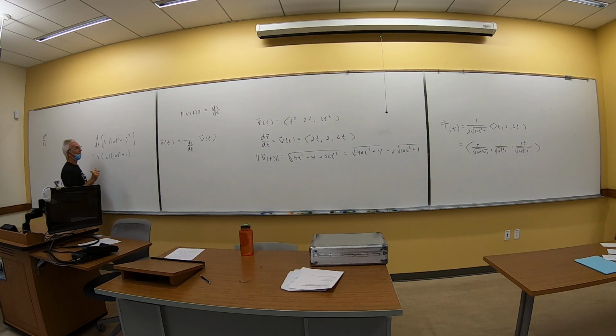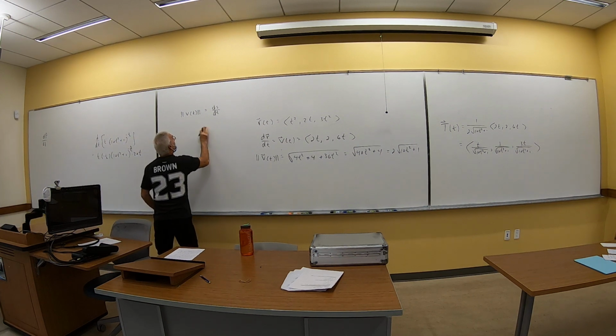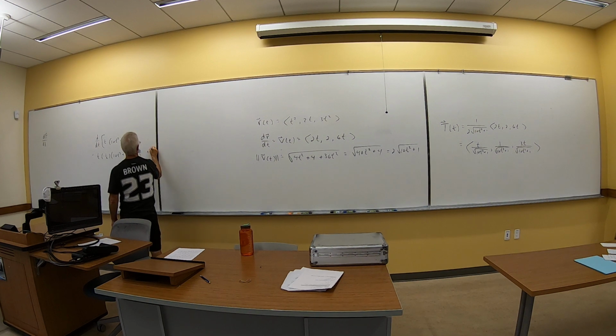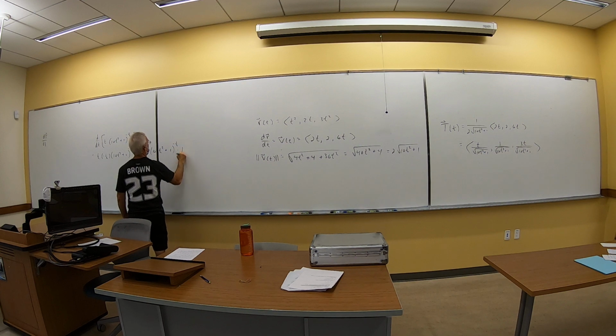Negative 1/2. Or, sorry, negative 3/2. Negative 3/2 times the derivative of the inside, which is 20t, plus the second times the derivative of the first. So plus 10t squared plus 1 to the negative 1/2 times what?